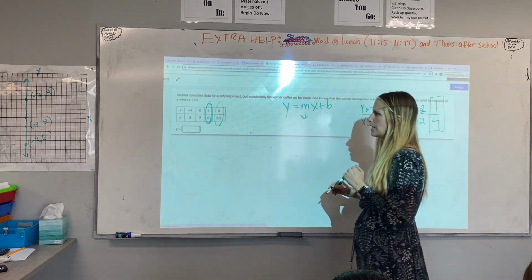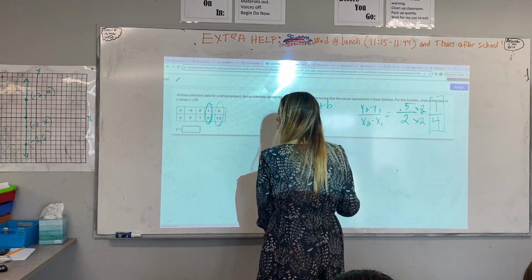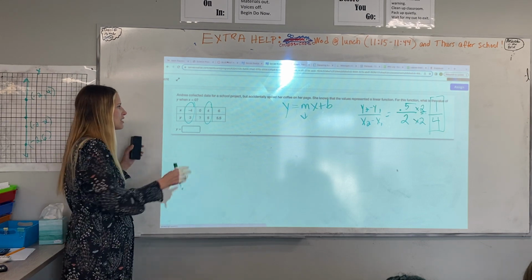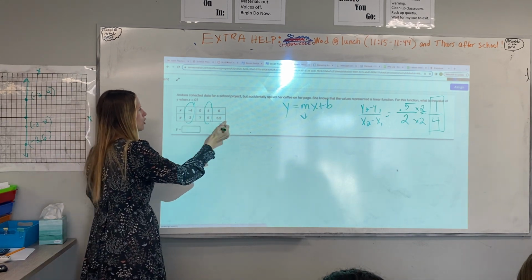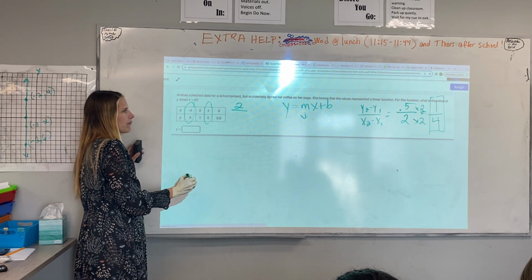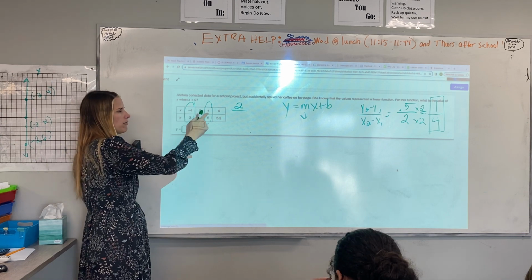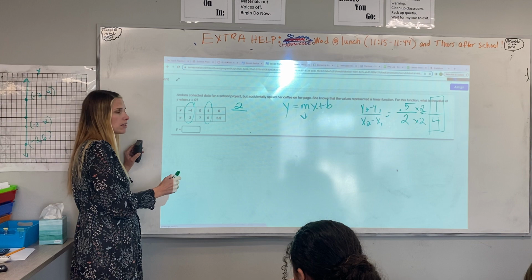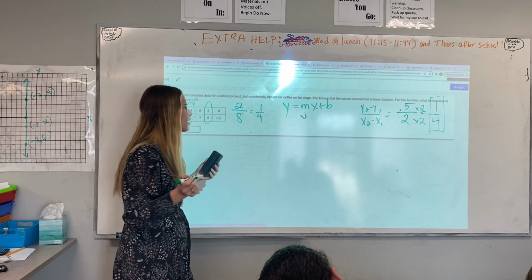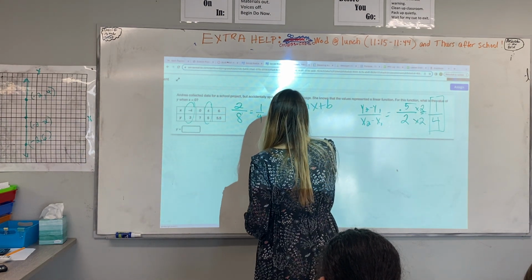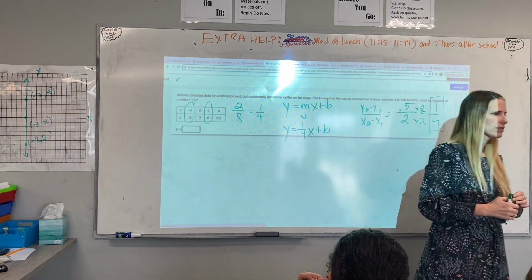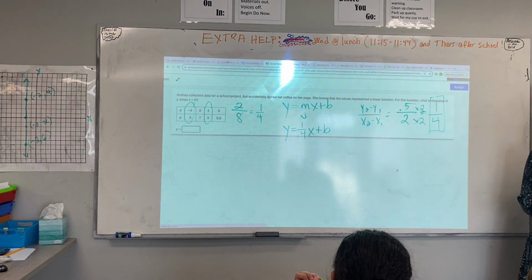The other way you could do it, in order to avoid the decimal altogether, you could choose this point and find the difference of these. Your y value difference would be 2 over, what would be the difference of these? Negative 4 and 4, what's the difference? It's 8. Very good. And 2/8 equals 1/4. So any way you do it, you're going to get a slope of 1/4, so we have y equals 1/4 times x plus b.